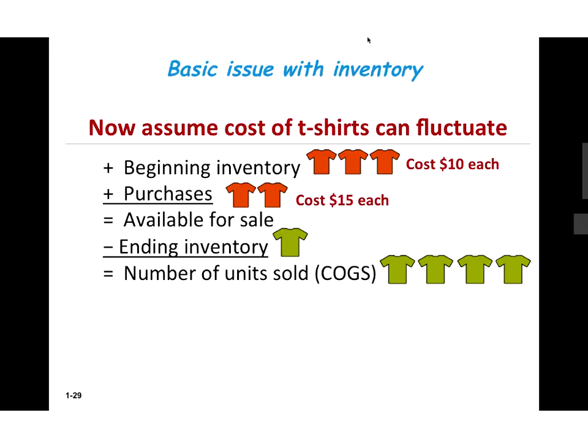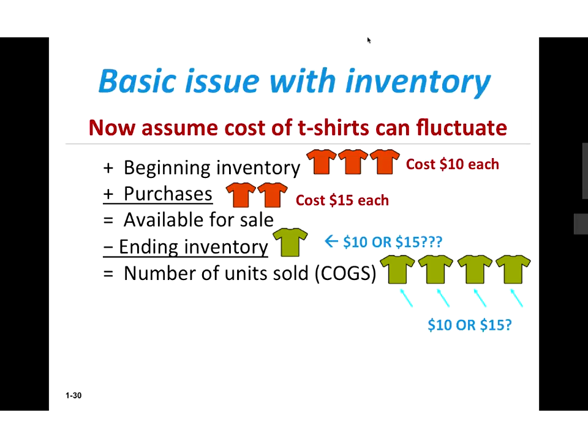So we're going to use our same example, but now we're assuming the cost of t-shirts can fluctuate. So our supplier changes the cost. And just for the sake of this example, let's say that our beginning inventory, we were able to purchase those for $10 each. But now when we made our purchases, the price has risen to $15 each. Okay, so now we have this question, our ending inventory. Should we value that 1 t-shirt that's left in ending inventory? Should we value it at $10? Should we value it at $15 or something in between?